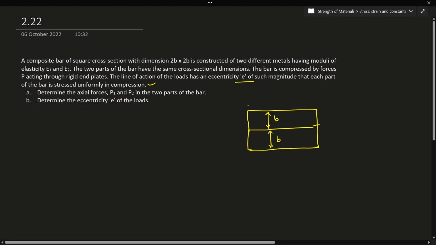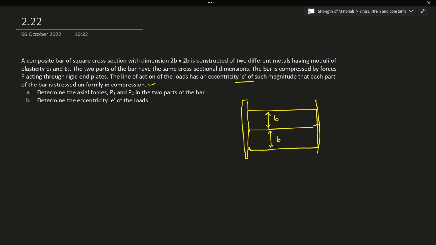Now this will be held together by a rigid end plate. These end plates are able to move, and the load is applied at an eccentricity. So this length is e, and this load is P, and the length of the bar is L. I'll call this material 1 and this material 2.